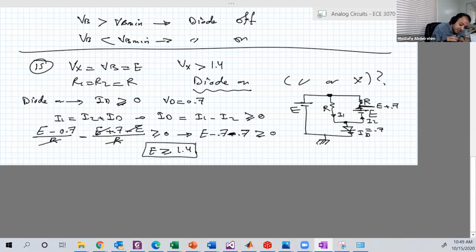And the question says that Vx, which is E, is larger than 1.4. That's why the diode is on. So it's really correct. It's a correct statement. Okay? This is clear? Any question?